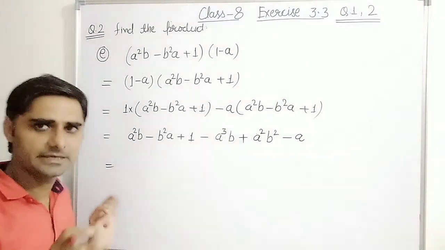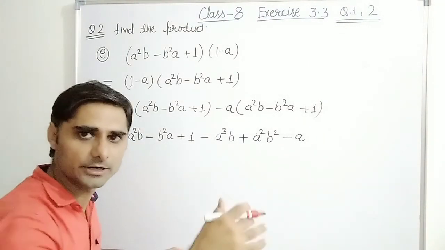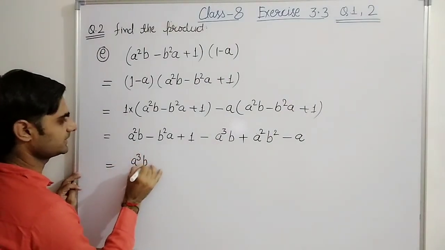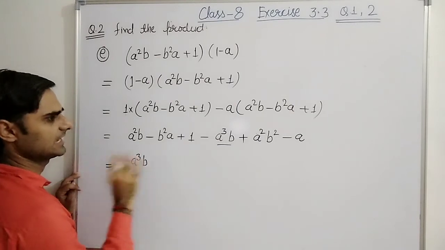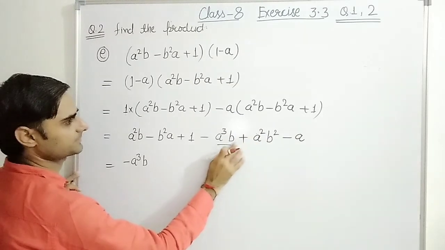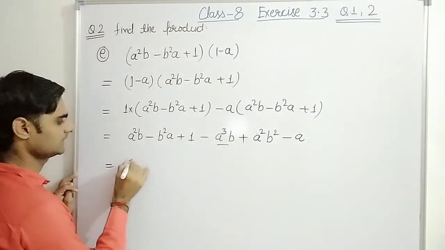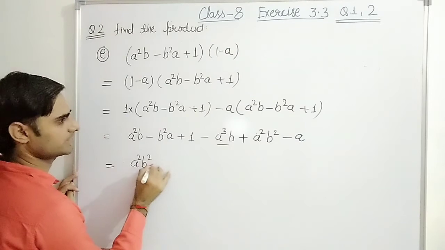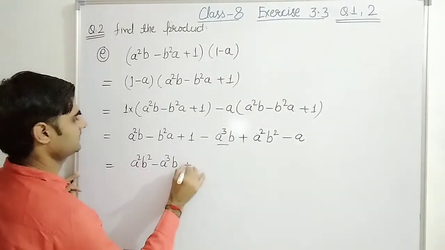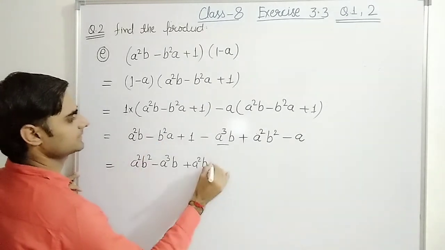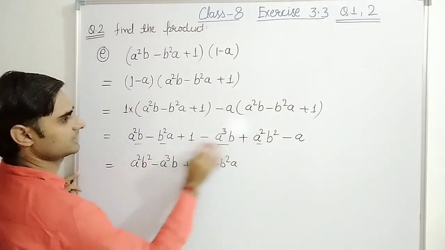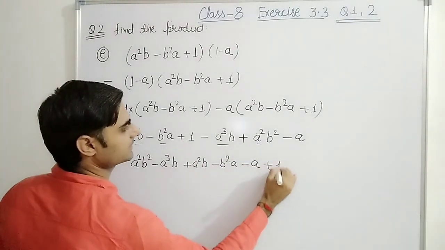Only we can arrange the same into descending order. How to arrange? First of all, see the high power. This is a cube b, high power. You need not write it with the minus sign. After that, first of all write this, the power here is 4, and here also it is 4. See, a square b square minus a cube b, then after that plus a square b, then minus b square a. This and this I have written here. Left is minus a and plus 1.